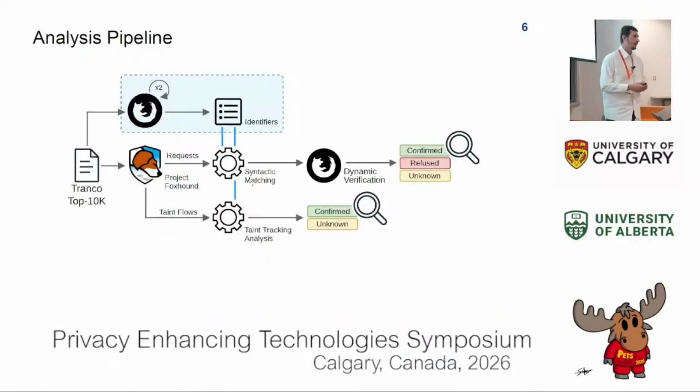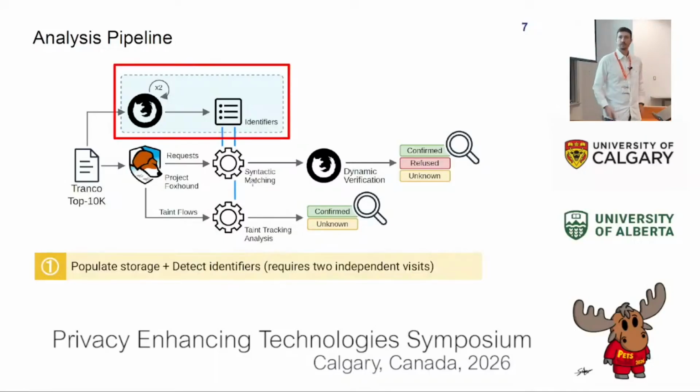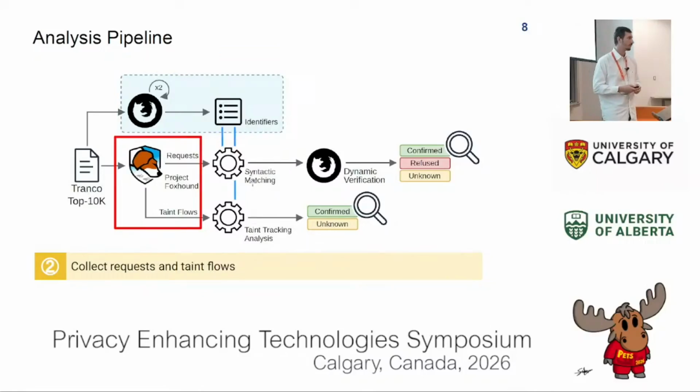So now, to compare these two techniques, we employ the following pipeline, starting from a site list of 10K sites. We first perform a first visit in order to pre-populate the client-side storage, and another independent visit to detect identifiers according to well-known heuristics from literature. Then we concurrently collect the network requests and taint flows at the same time.